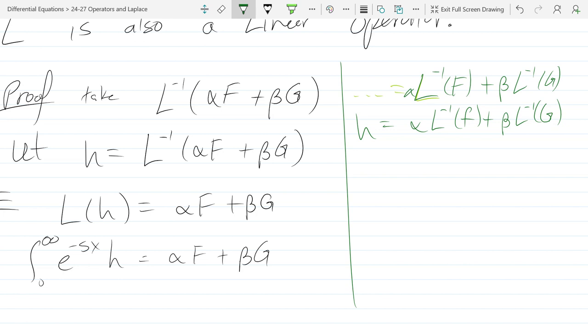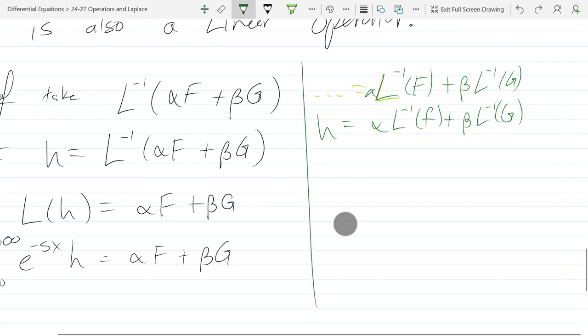The only thing I can think of doing is applying L to both sides. I can't try to factor out L inverse, because that's what I'm trying to show. I can't just bring L inverse out front. If I could, that's my conclusion. So let's apply L to both sides.